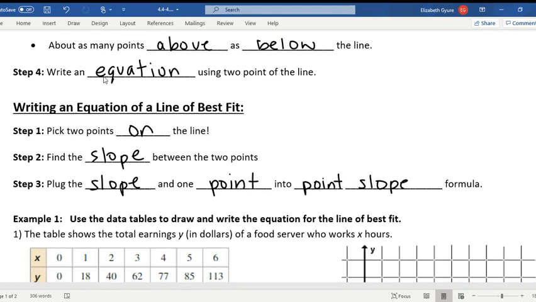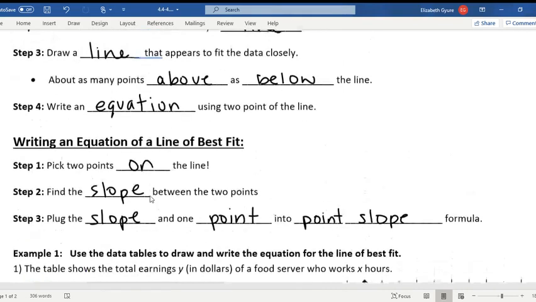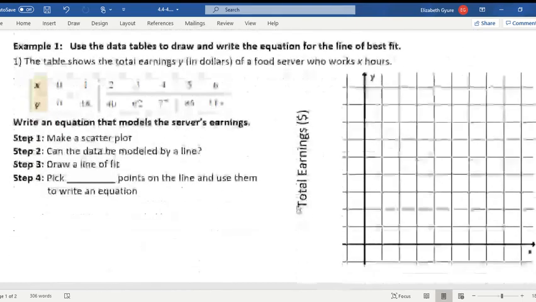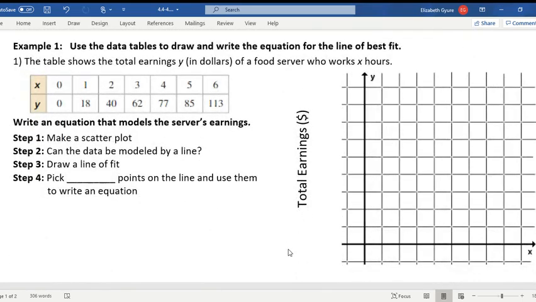It's because the example kind of takes a bit of time, and I want to have time to work on our activity, hopefully. All right, so that's it. We're going to plot our points, try to figure out a reasonable line that goes through them, and then do our best to write the equation of that line. Now really the only way to learn this well is to practice it. So use the data tables to draw and write the equation for the line of best fit.